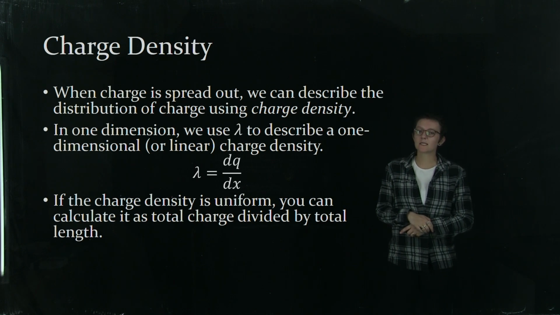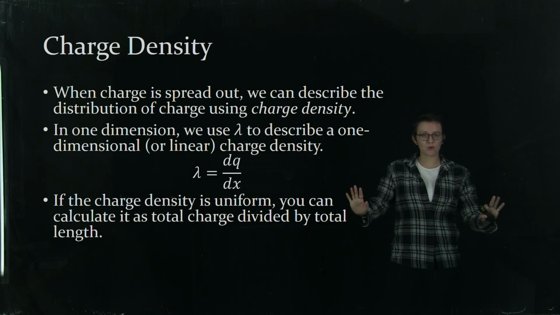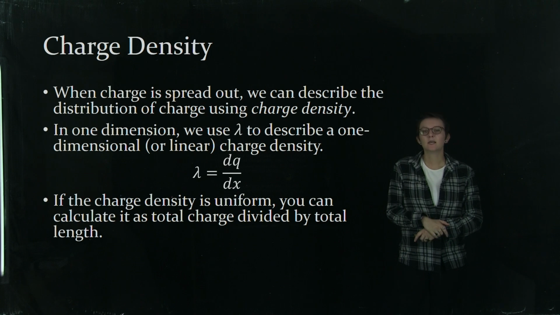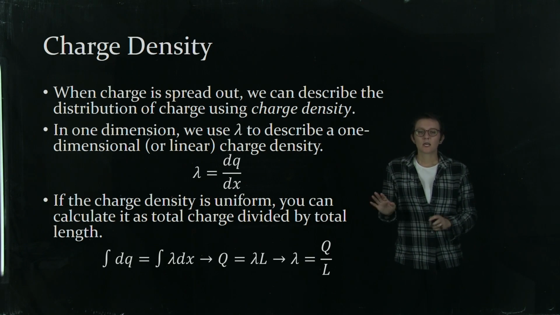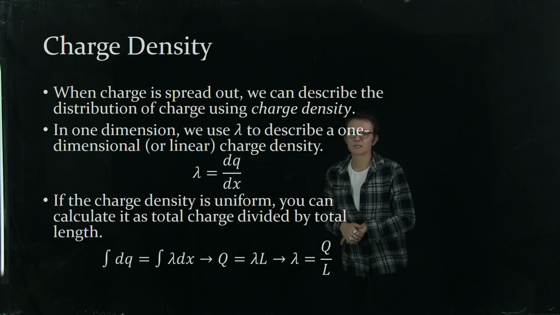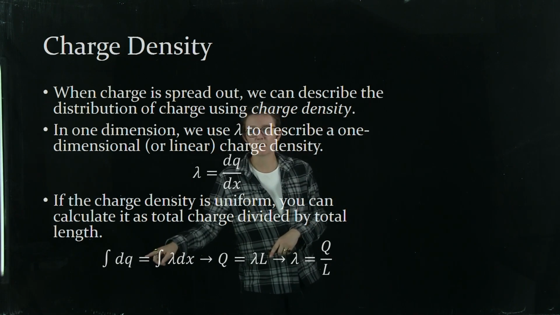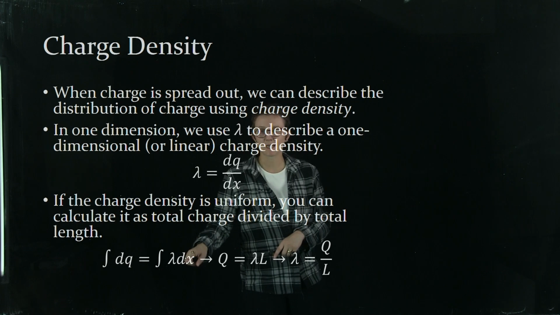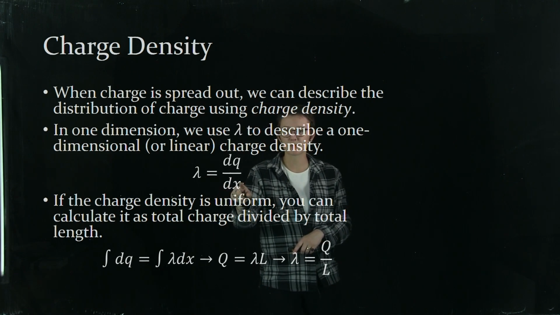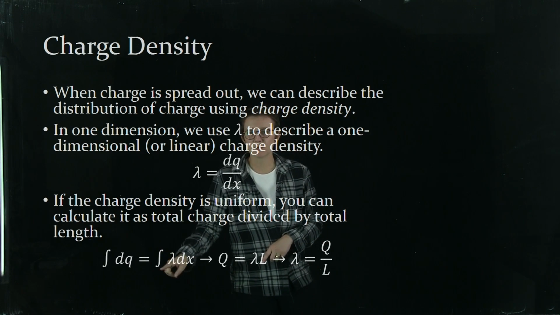If the charge density is uniform, the charge is uniformly distributed over the object, you can calculate it as the total charge divided by the total length. Here's a quick and dirty derivation of this calculation. So I've got dq is equal to lambda dx. I got there by multiplying dx on both sides of this equation. So dq is equal to lambda dx.